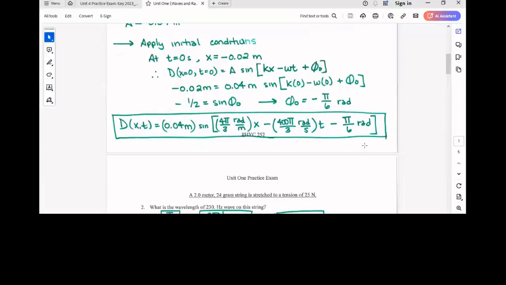So the complete displacement function for this wave is going to be D as a function of both x and t, because we can't localize that wave at one point in space, nor can we localize it at one point in time. It's equal to 0.04 meters times the sine of 4 pi over 3 radian per meter multiplied by x minus 400 pi over 3 radian per second multiplied by t, minus pi over 6 radian.